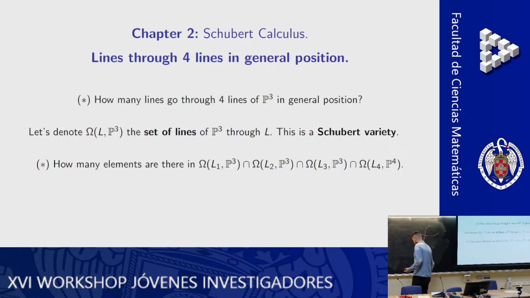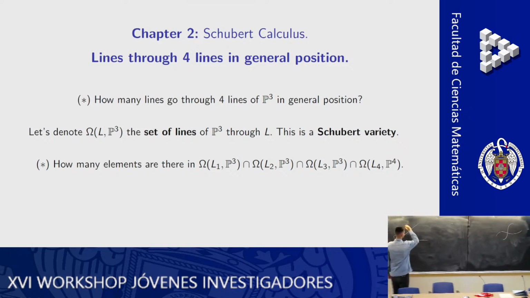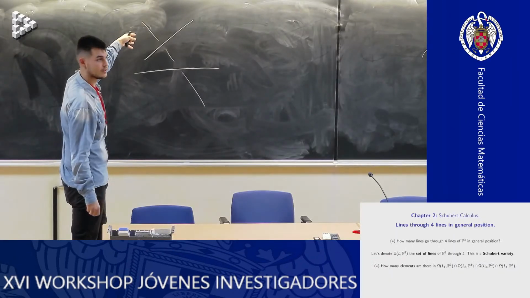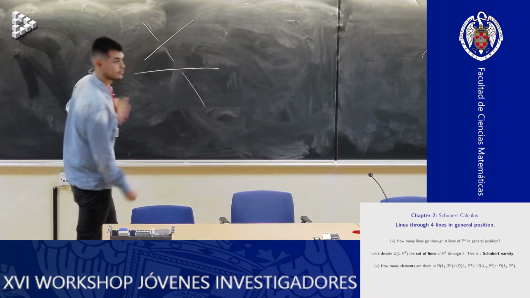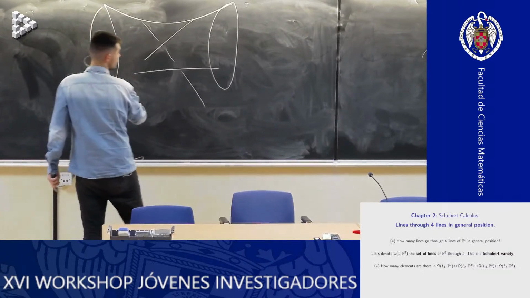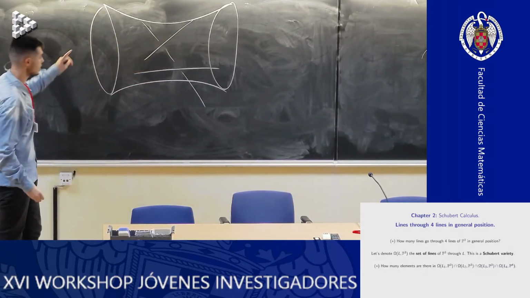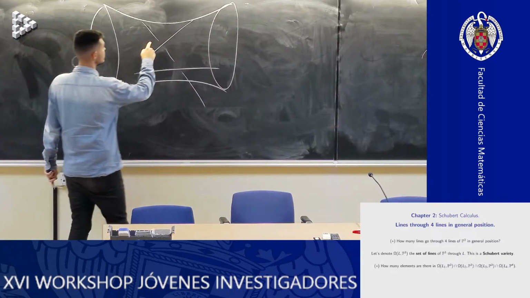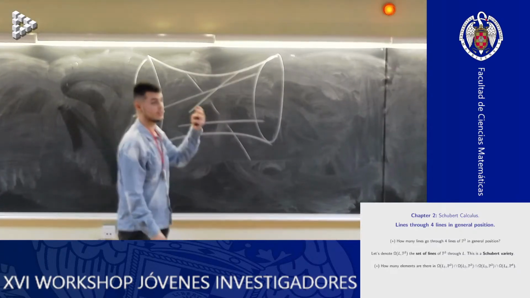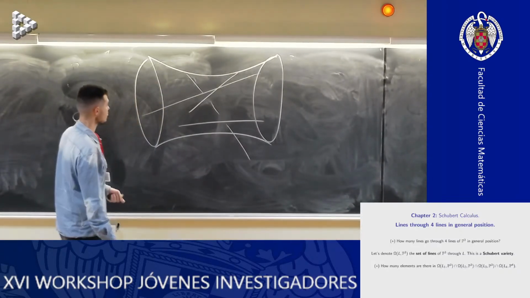So the classical way to solve that problem is really beautiful, because in the complex projective 3 space, if you take 3 lines in general position, there's only one quadric surface that contains the 3 of them. So we have a non-degenerate quadric surface that contains the 3 of them. And each line of the ruling of this quadric surface is going to intersect all of the 3 of them.